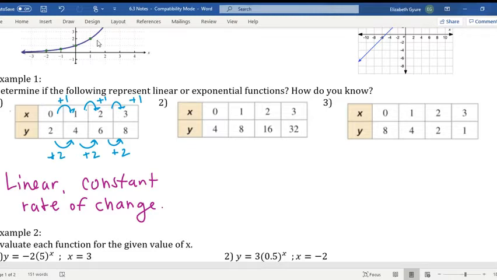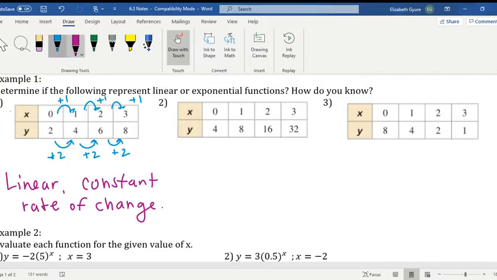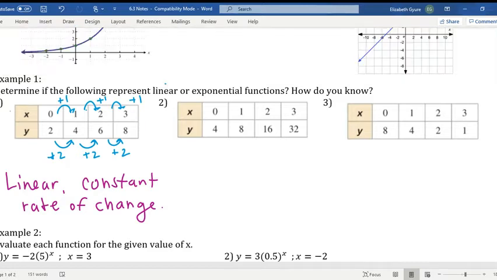All right, now let's look at number 2. So somebody else, take a look at the x's. What are the x's doing each time? Going up by 1. Okay, so my x's are constant.